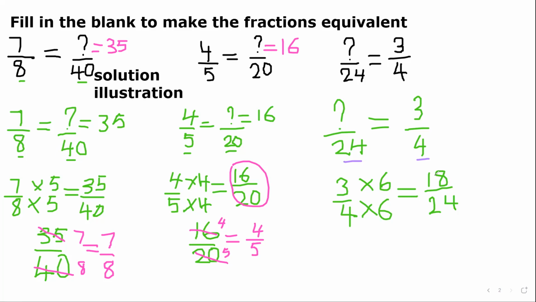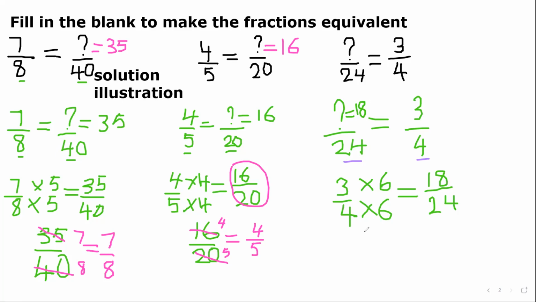Now we have 18 out of 24, and the 18 out of 24 is equivalent to 3 out of 4. So which means that the question mark here is 18. Okay, good, it's 18. Therefore, if you're still doubting, you can also reduce the 18 and 24. Okay, good.